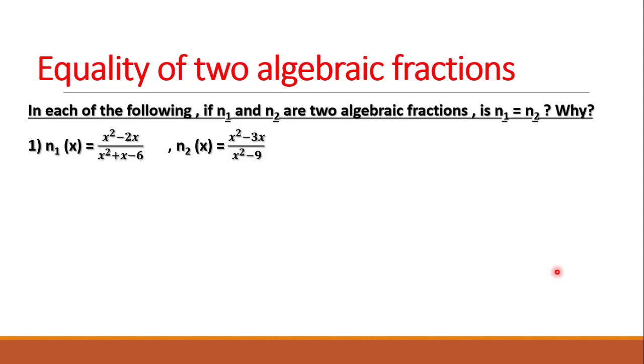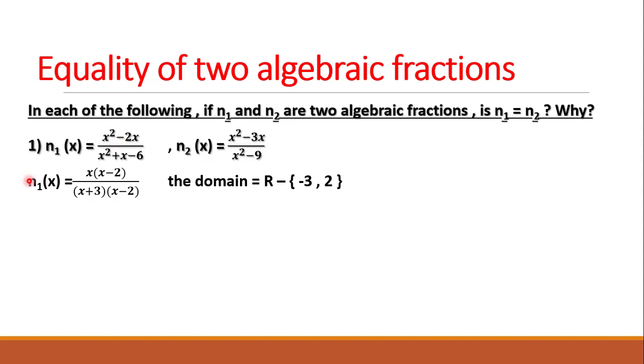Another one. Here we have n1 of x equals x power 2 minus 2x over x power 2 plus x minus 6, and n2 of x equals x power 2 minus 3x over x power 2 minus 9. By the same way, step 1, factorize up and down. Here we have a common factor x, so x multiplied by x minus 2, and here we can factorize this trinomial. X power 2 is x multiplied by x, 6 equals 2 multiplied by 3, and the negative sign means that I have different signs in our brackets. The greater number will take the sign of the middle, so 3 is positive and 2 is negative.